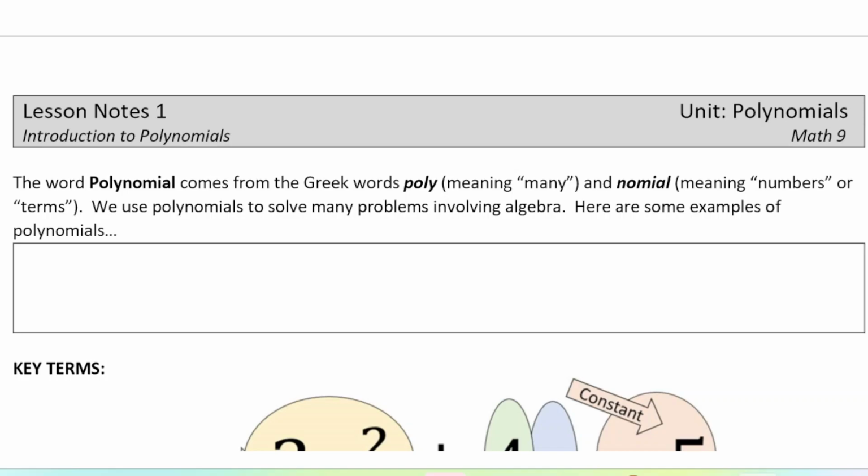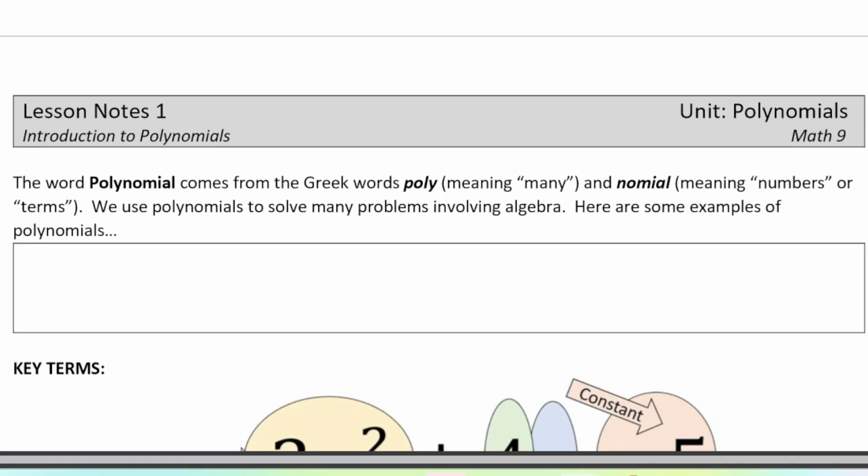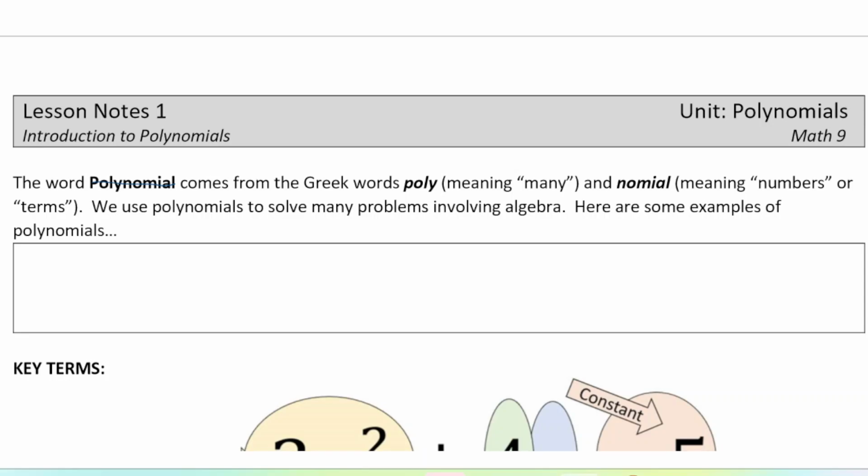Okay, so let's talk about the word polynomial first. The word polynomial comes from the Greek word poly, which means many, and then nomial, which means numbers. We use polynomials to solve many problems involving algebra.